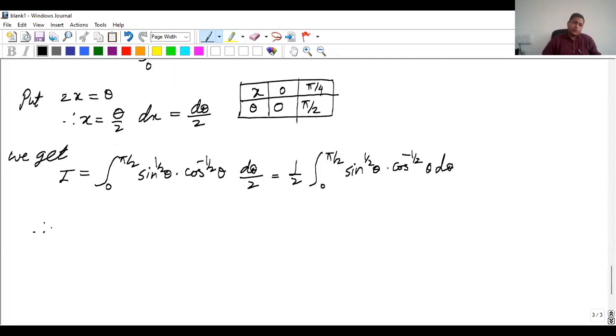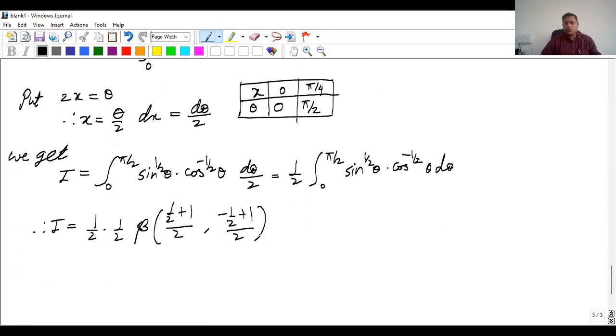Now we know the formula. So what is the formula? I is equal to this 1/2 remains as it is, and we have half plus 1 by 2, minus half plus 1 by 2. So in the earlier examples, q was 0, but here q is going to be minus half. And so we can have half of half into half, we can write 1 by 4. So this 1 by 4, beta of this term is going to be 3 by 4, and this term is going to be 1 by 4. So is that okay? Are you getting this?